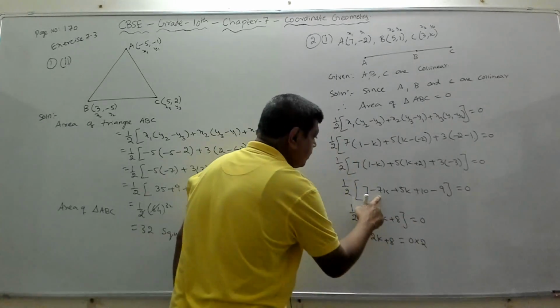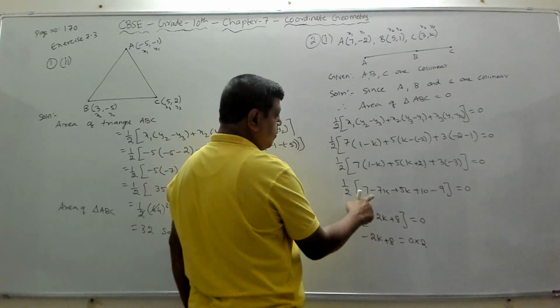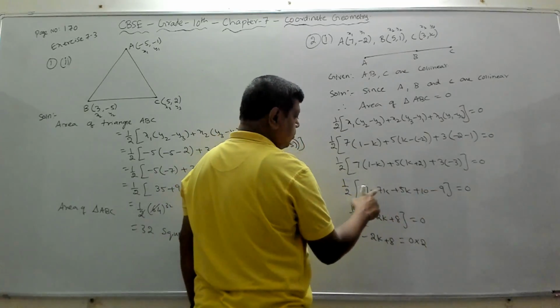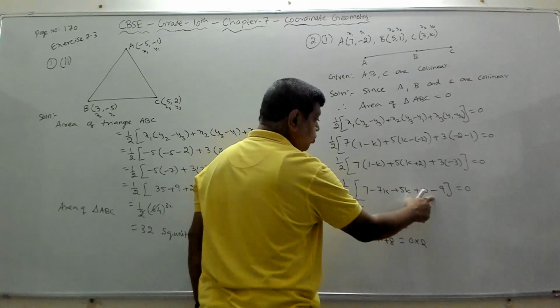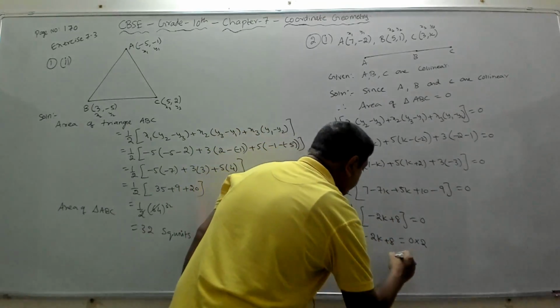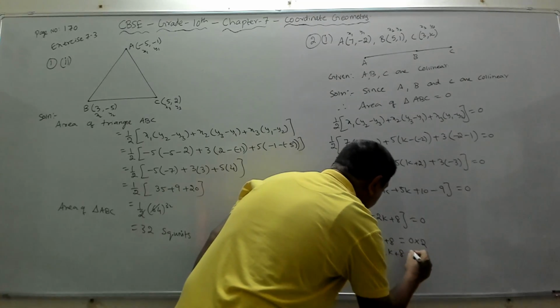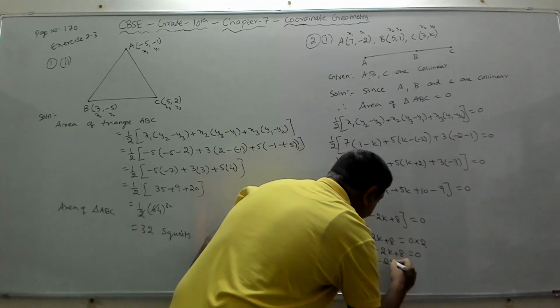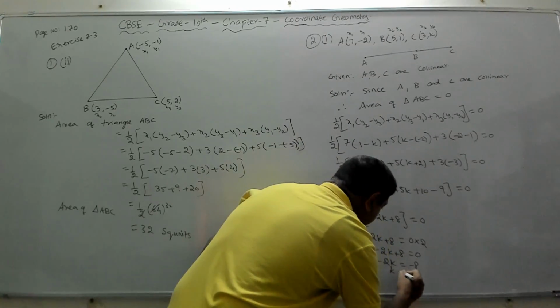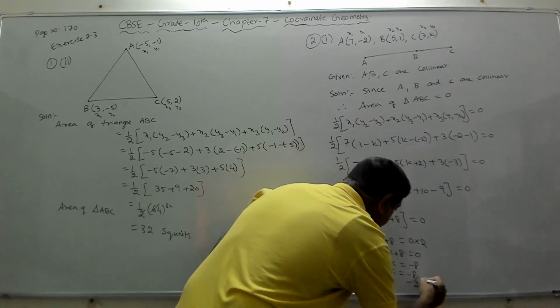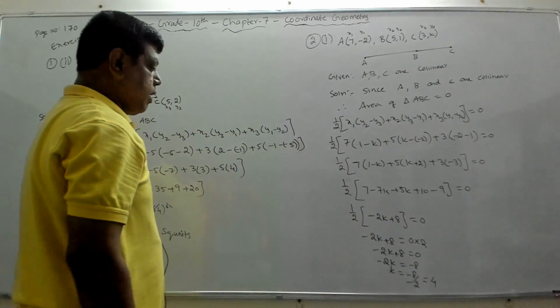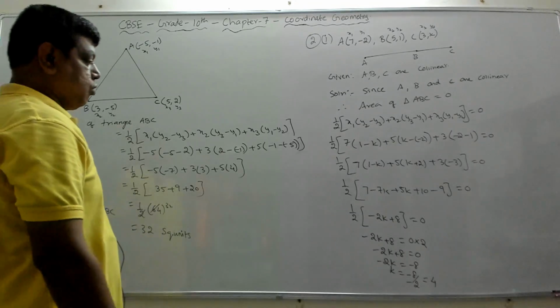So this is minus 7k plus 5k is minus 2k. Then 10 minus 1 is 9, 9 plus 10 minus 9 is 1, 1 plus 7 is 8. So this 2 will go here, it will become 0. So your minus 2k plus 8 equal to 0, which means you get minus 2k equal to minus 8. k is equal to minus 8 by minus 2, which gives you 4. So the value of k is plus 4.